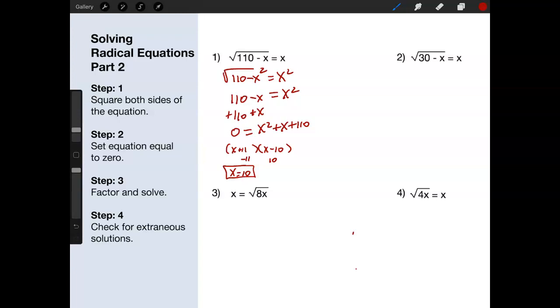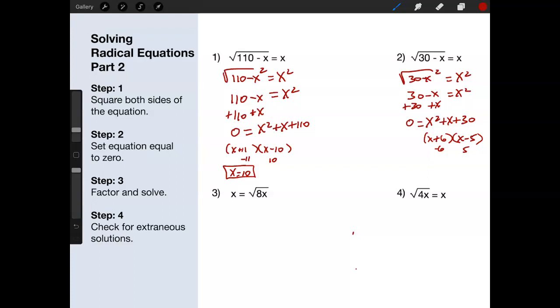For example number 2, we have the square root of 30 minus x equals x. We follow the same procedure and square both sides. 30 minus x equals x squared. We add x to both sides, we add 30 to both sides, and we have 0 equals x squared plus x plus 30. We again have to factor, and we are left with x plus 6 and x minus 5. So the solutions to this equation would be negative 6 and positive 5.